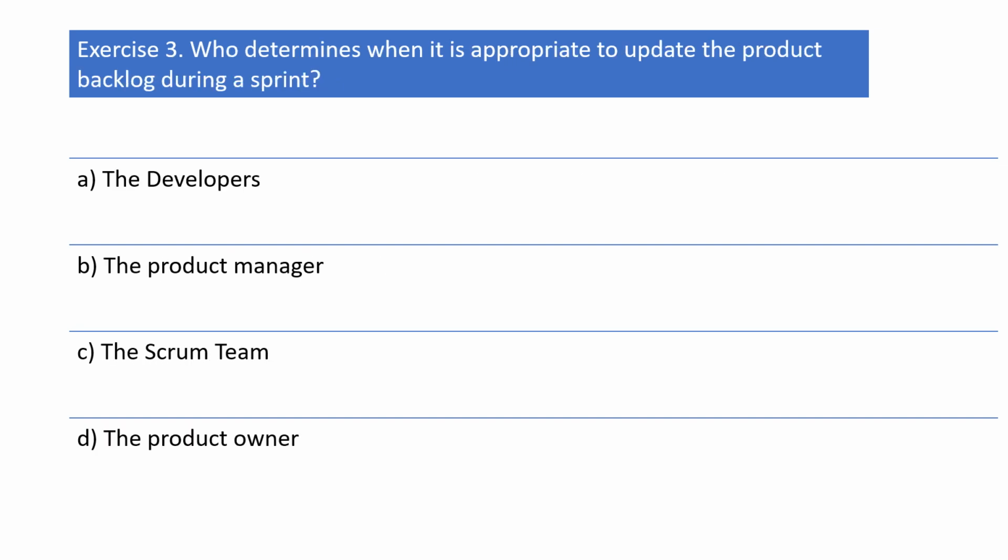Exercise 3. Who determines when it is appropriate to update the product backlog during a sprint? Option A. The developers. Option B. The product manager. Option C. The Scrum team. Option D. The product owner. Let me know what option you have chosen.